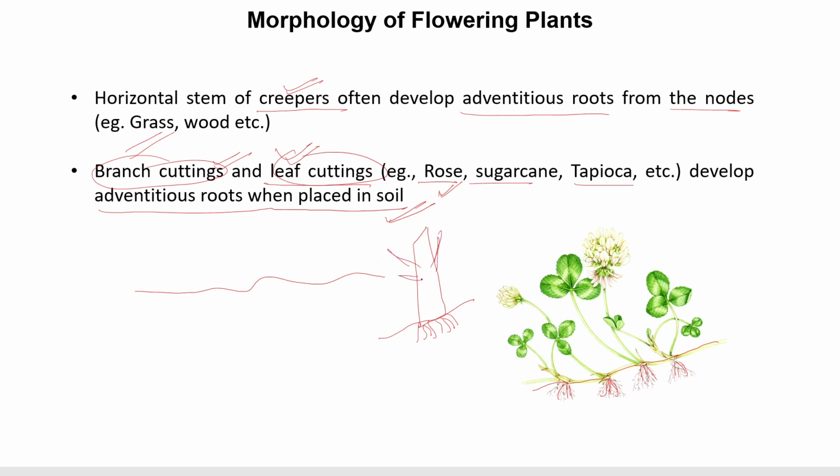New branches also come out. So what type of roots are these? These are the adventitious roots. Okay.